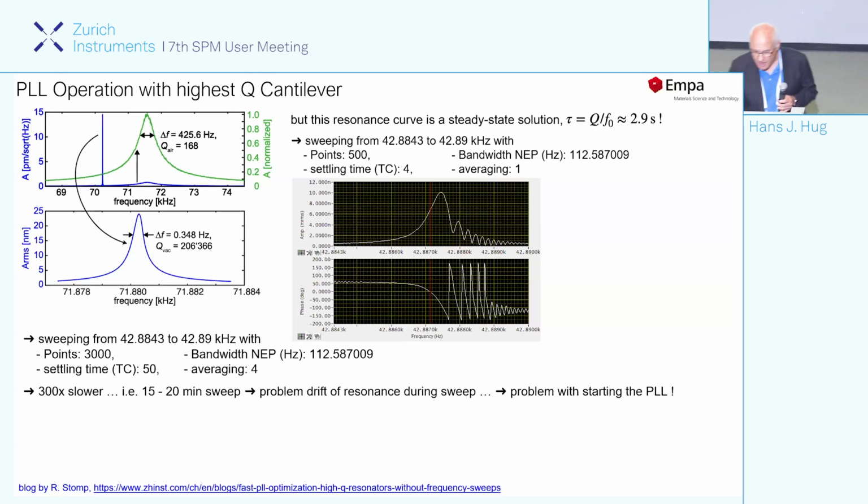It's so sharp. I mean, look at the figure here. This one is the same cantilever in air, and that's the same cantilever in vacuum. So it's 0.3 hertz wide on this roughly 70 kilohertz here. So that's a sharp resonance. It's even a problem to find it initially.